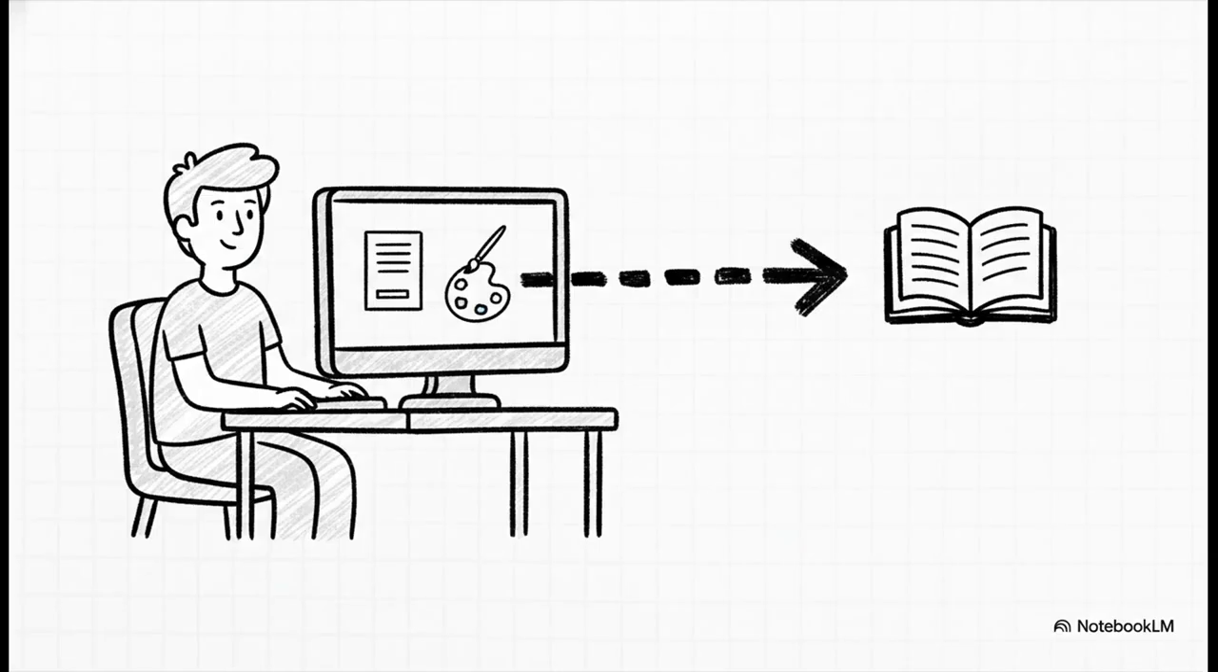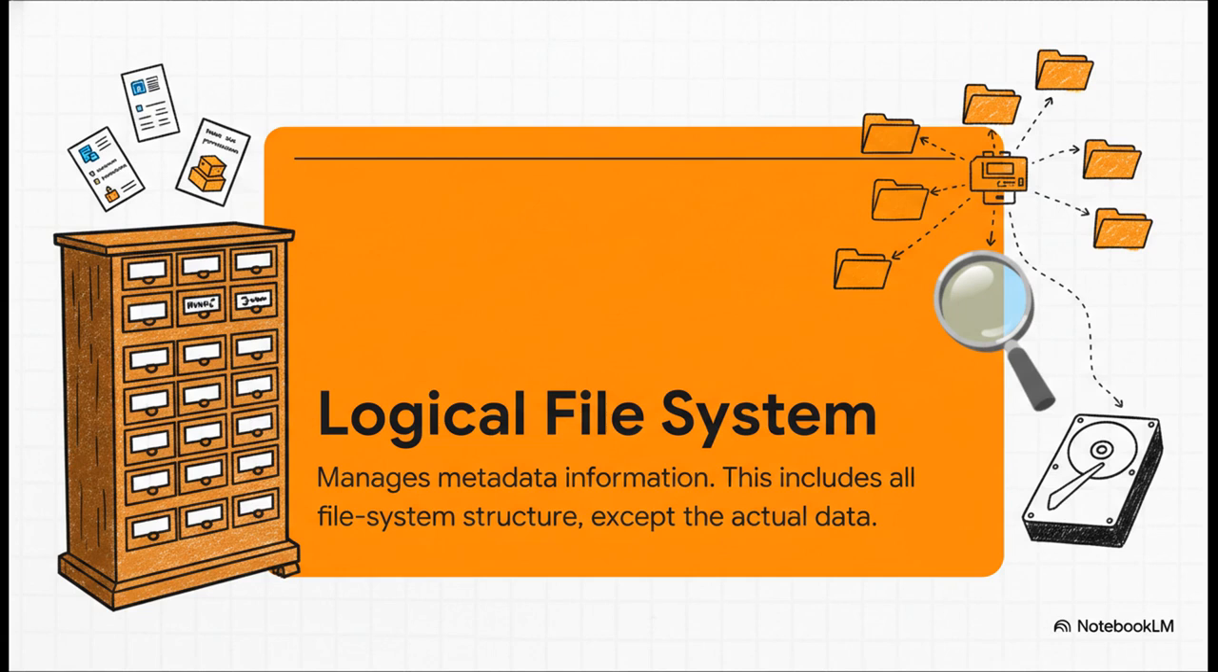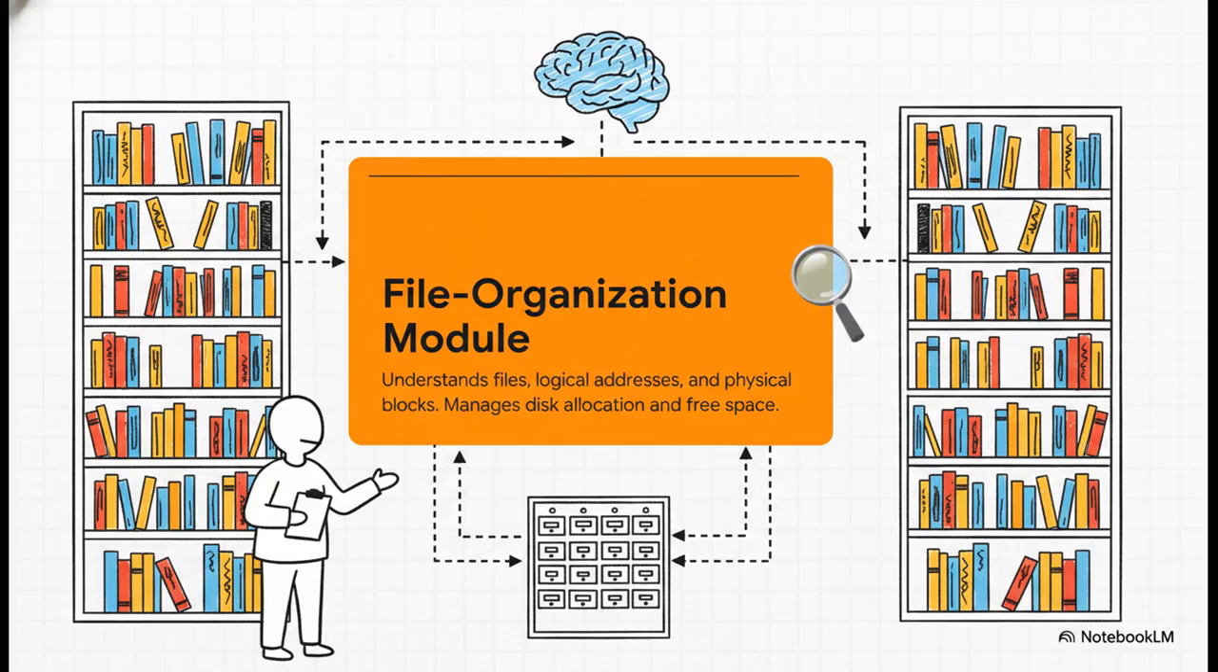So at the very top, you've got you, and you've got the application you're using. Your word processor, your photo editor, you name it. In our library analogy, you're the patron. You're the one walking up to the librarian's desk and saying, "Hey, can you save this new book for me?" Or "Can you go find that book I was reading yesterday?" Your request immediately goes to the logical file system. Now, this is like the librarian's card catalog. It doesn't hold the books themselves, but it knows absolutely everything about them. It knows every file's name, its size, who's allowed to open it, all that crucial information about the information, the metadata.